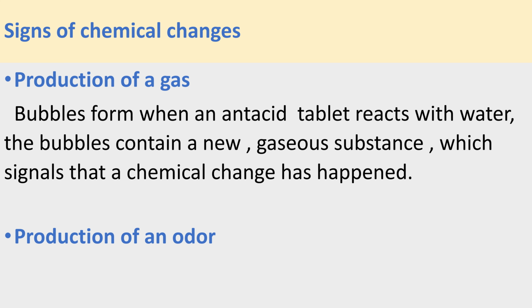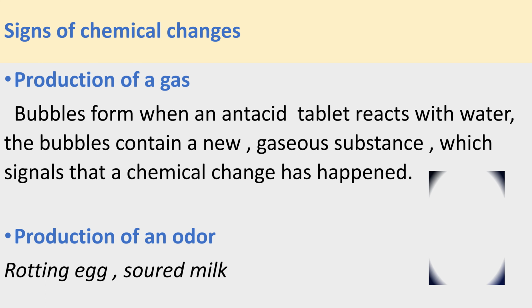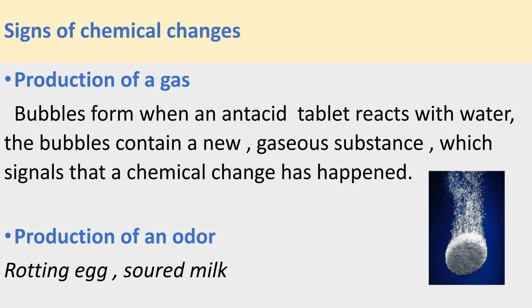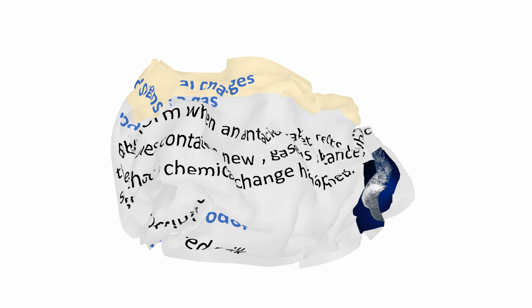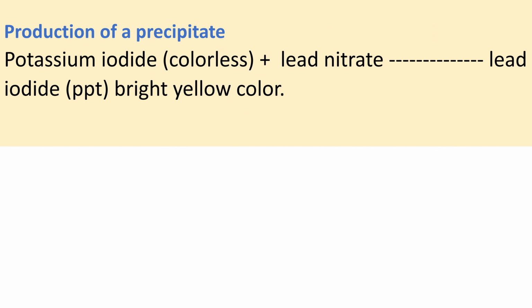Production of an odor is also a sign of chemical change. For example, a rotting egg or sour milk. Another sign of chemical change is production of precipitate. Potassium iodide, which is colorless, when mixed with lead nitrate, will form lead iodide as a precipitate, and it will form a bright yellow color.